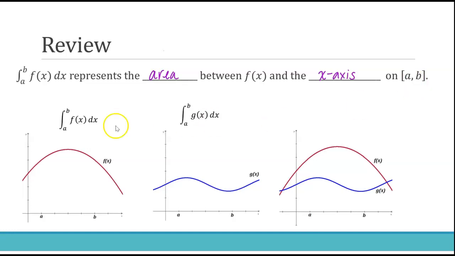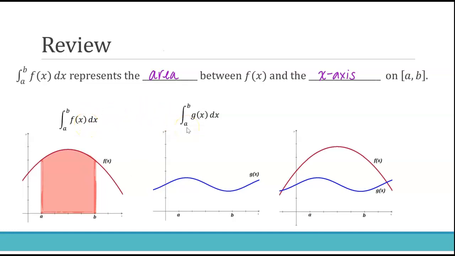So let's go ahead and take a look at this on a graph. Let's say I have some function here called f of x defined on the interval from a to b. The definite integral from a to b of f of x dx would be represented as the area between the function and the x-axis that's trapped between x equals a and x equals b. I've gone ahead and shaded the region that this definite integral represents.